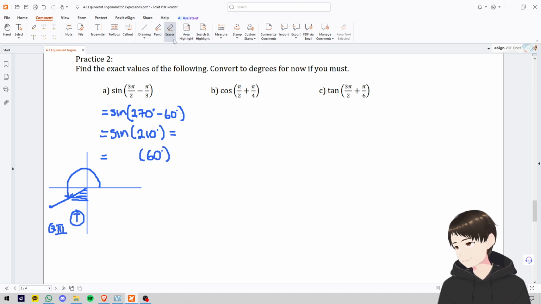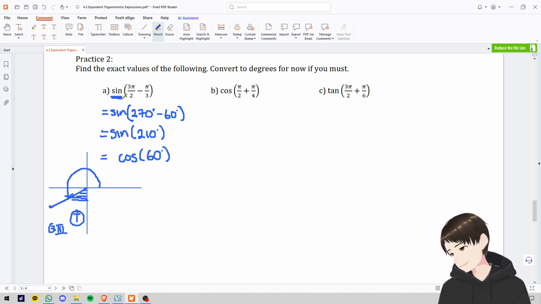Okay. Next, what is the correlated ratio of sine? It would be cosine. Lastly, what quadrant is it? It's in quadrant 3. The only ratio that remains positive when it's asked of me is tangent or cotangent. This was given as sine, therefore this must be negative cosine.